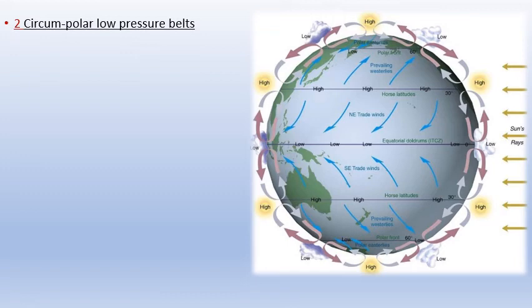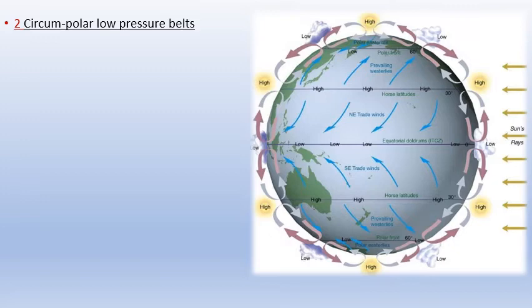The next low pressure belt is on the circumference, surrounding the polar region. So it's called the circumpolar low pressure belt. There are two circumpolar low pressure belts, one in the northern hemisphere and one in the southern hemisphere. Initially we discussed the equatorial low pressure belt, which is on the equator. Then there are two subtropical high pressure belts on the Tropic of Cancer and the Tropic of Capricorn. And then we already know that the poles have high pressures. So in between the Tropic of Cancer and the North Pole, and in between the Tropic of Capricorn and the South Pole, we have two low pressure belts on the Arctic Circle and the Antarctic Circle.